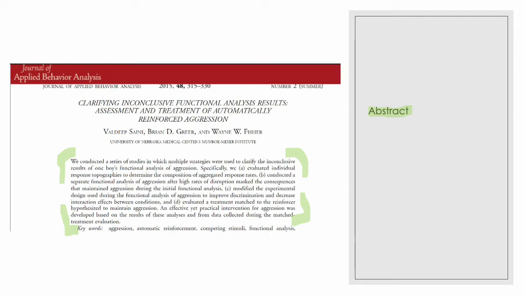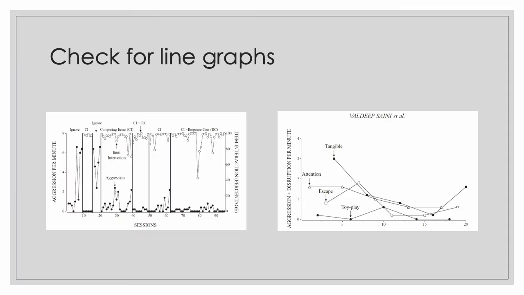Here, I've highlighted the abstract. The abstract gives a general overview about the article and should tell you if the article is relevant to what you're looking for. Next, you're going to scroll through the article and look for line graphs like these. These line graphs will help indicate that it is a single case design, which is the type of research design you will want your articles to use.